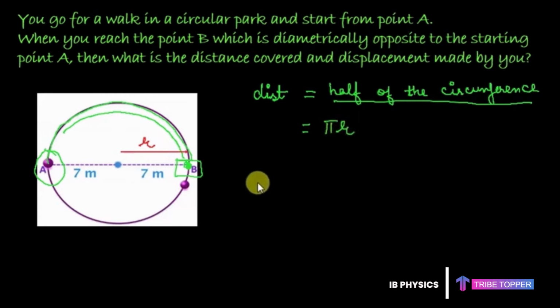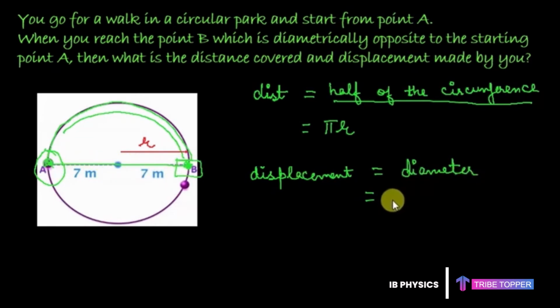But what is the displacement? Since the displacement is the shortest distance between the initial and the final positions, so this is going to be the shortest distance, that is the diameter, and that is equal to twice the radius. So you see, the distance covered in half of the circular park is pi r, but displacement is 2r. So there's so much of difference between the distance and displacement.